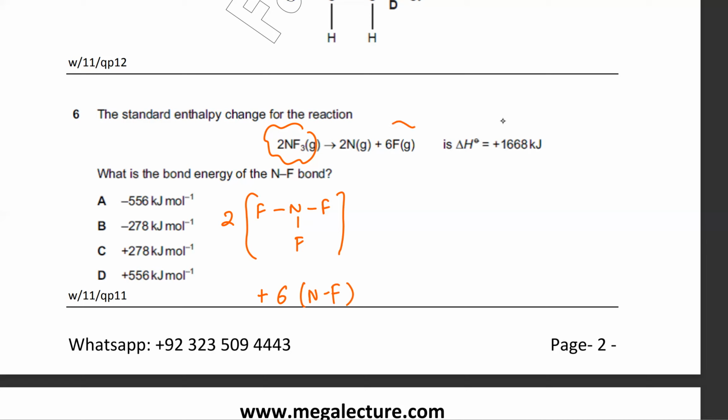And how many bonds are formed? They're just atoms. No bonds are formed, that's 0. So everything should add up to be equal to 1668. And they were looking for the NF bond energy. So the only thing you have to do is get the 6 to the other side and you'll get your value. So it's going to be 1668 divided by 6, which would probably come out to be something around, my guess is 278, but you can just confirm. Like 1800 divided by 6 is around 300. This would be less than 300. So it's going to come out to be 278.